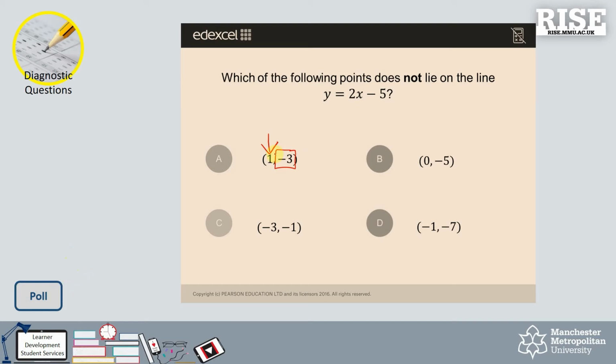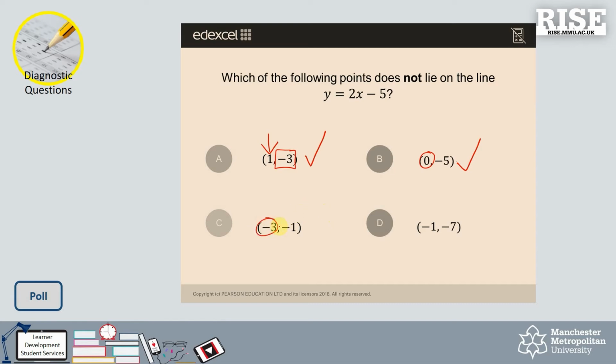Okay, in this first one then, I've got an x value of 1. 2 times by the 1 is 2. Take away 5 is negative 3. So that one does lie on the line. What about an x value of 0? 2 times 0 is 0. Take away 5 gives me negative 5. That one does match. It does lie on the line.